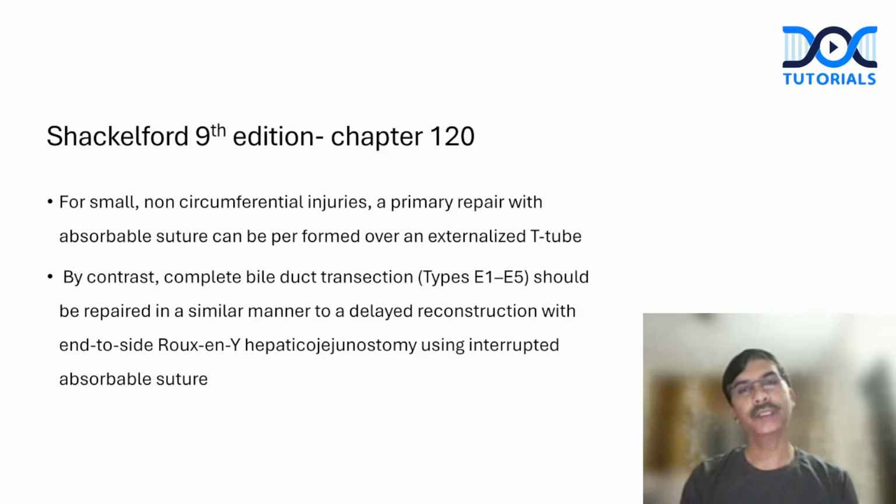Now, in what conditions can we do a primary repair, and in what conditions can we do T-tube drainage? See, if it is less than 1/3 circumferential injury of the common hepatic or common bile duct, it can be repaired over a T-tube. The alternative is to repair over placement of an intra-CBD stent. But if it is more than 1/3, whatever repair we go through, they may end up having a stricture. So in that scenario, it's always better to do a proper reconstruction in the form of Roux-en-Y hepaticojejunostomy with interrupted sutures.